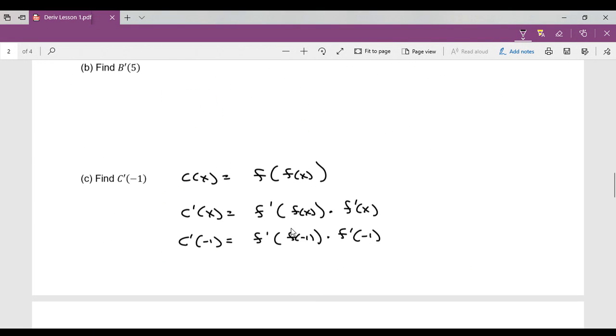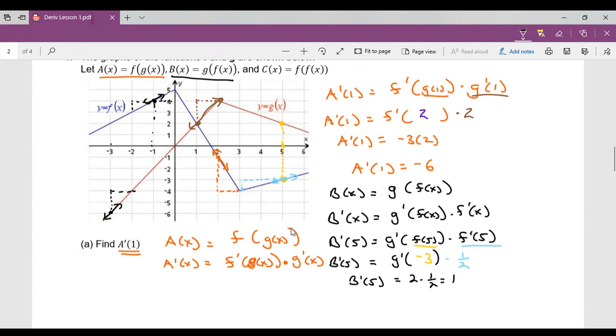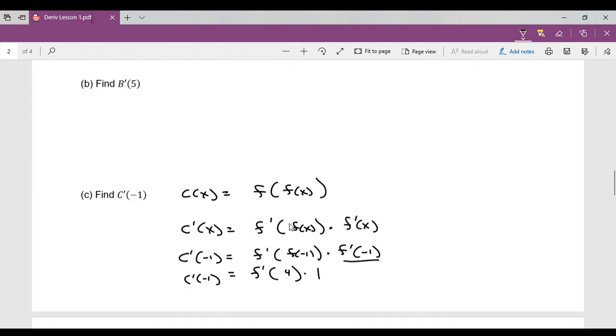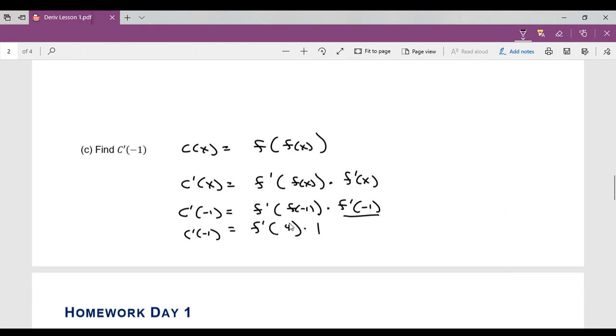So when I come down here, I'm going to get f prime of, we just said f of negative 1, that was the y value of 4. F prime of negative 1, that was the slope of the tangent line, which was just 1. So you end up getting this. So now I got to do f prime of 4. So let me go back to the graph of f at 4. So here's 4, right? Slope of that tangent line. If I extend it, again, it's going through those points. We've already did this one. It's up 1 over 2. So it's going to be a half. So we end up getting a half times 1, which obviously is just a half.